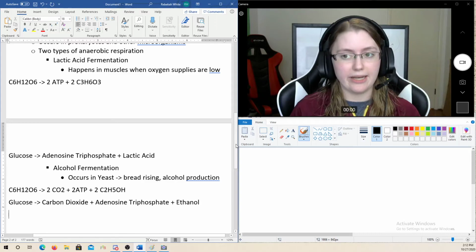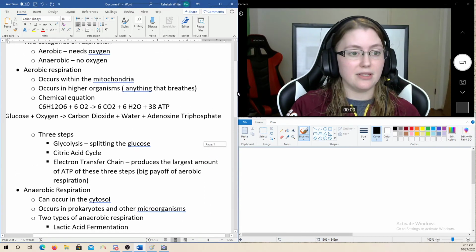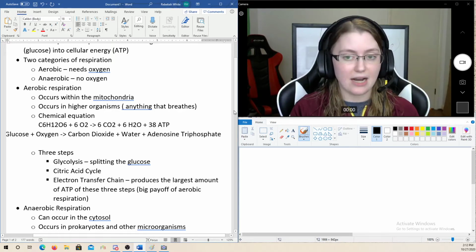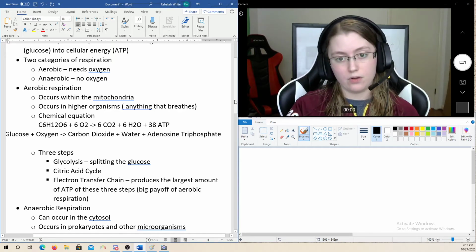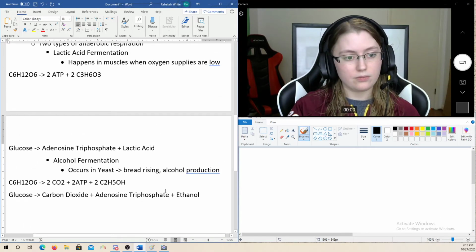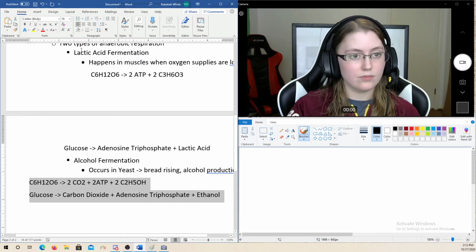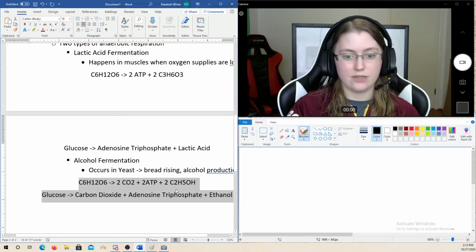We are still getting our energy from breaking down a glucose molecule. The same thing happens up here in our aerobic respiration. We're getting the energy from breaking down glucose molecules. Yes, that's right.